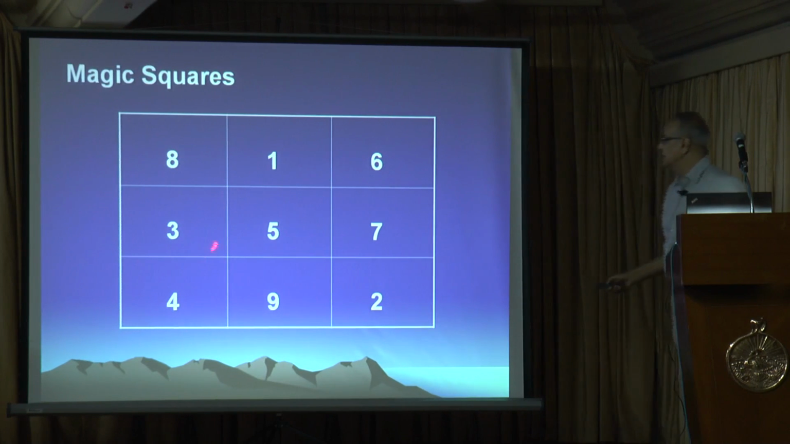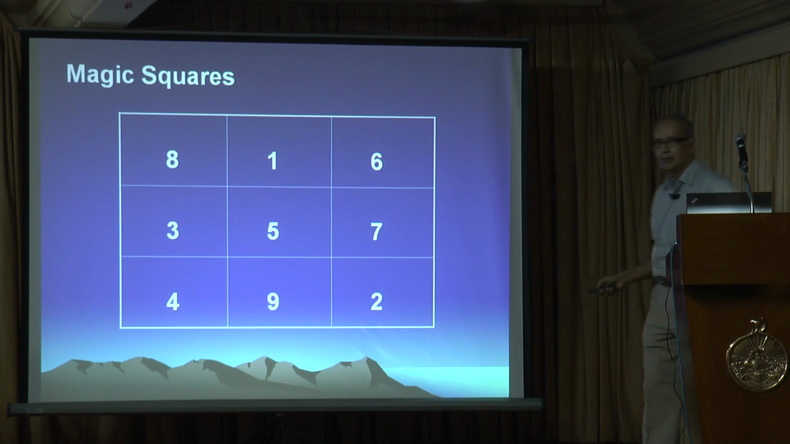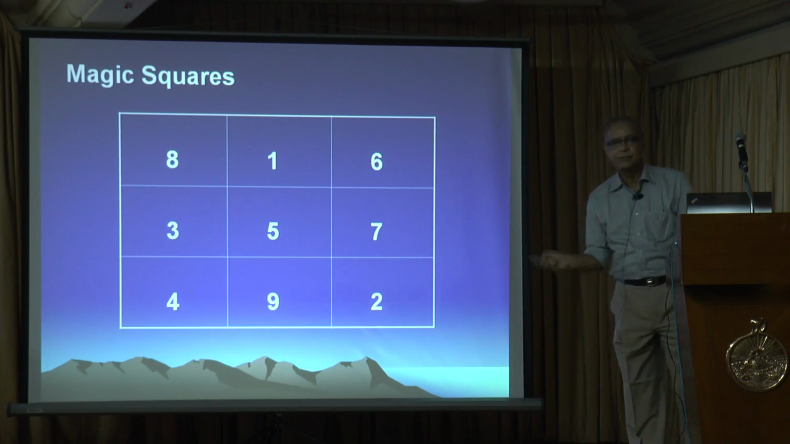We all know what a magic square is. This is a 3 by 3 magic square. As you see, the numbers 1 to 9 are written in such a way that if you add the numbers in any particular row, or any particular column, or along the principal diagonals, you get the same sum, namely 15. 8 plus 1 plus 6, 15. Similarly, 7 plus 2 plus 6, 15. 6 plus 5 plus 4, 15. This is a 3 by 3 magic square.